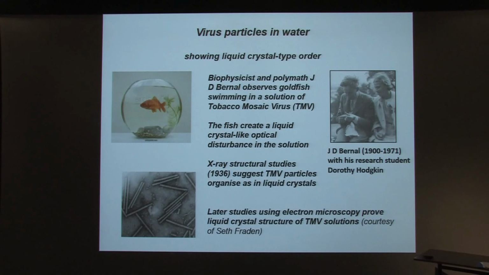And rumour has it that they put a solution of this in their goldfish bowl, and they looked at the goldfish bowl between cross-polars, and they saw images that were characteristic of a liquid crystal phase. They interpreted this and did X-ray measurements, and they indeed found that there was orientational organisation of TMV particles, as in a liquid crystalline state.